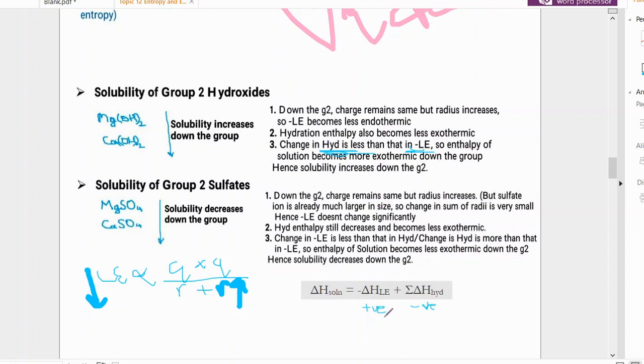So this is positive and this is negative. If this becomes less positive, this becomes less negative. But the change in this is much less, and the change in this is much more. So this becomes much less positive, and the decrease in negativity is much less. How can I explain this better?